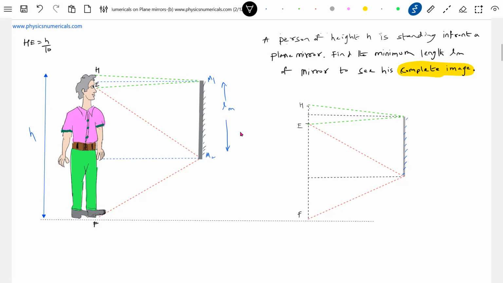Let this distance be x, let this distance be y. Any reason for that? Because the angle of incidence must be equal to the angle of reflection, from the laws of reflection. This is m1 and m2. So what is the length of the mirror needed? x plus y.